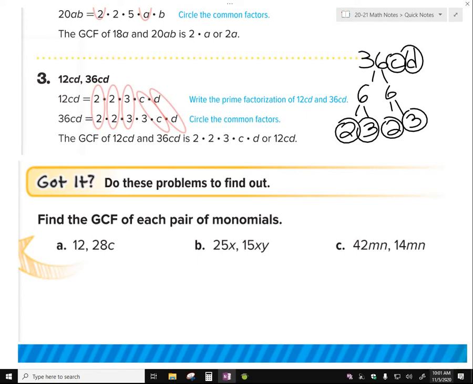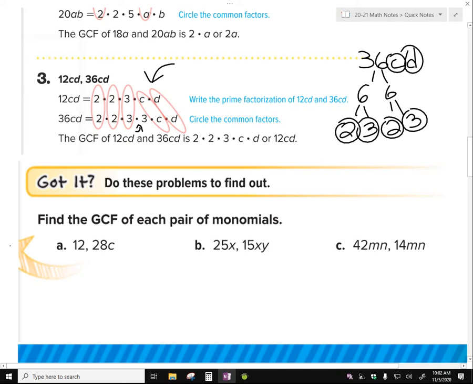When you're doing the factoring list, like it is over here, you're going to start with the smallest number, and then you're going to go in alphabetical order. So they have a common factor of a 2, and a 2, and a 3. Notice how this 3 is not a common factor. It's only in the 36cd. It's not in the 12cd. Then there's a c and a d that is common. You only are multiplying together what is circled. So 2 times 2 times 3 times c times d is going to be 12cd.